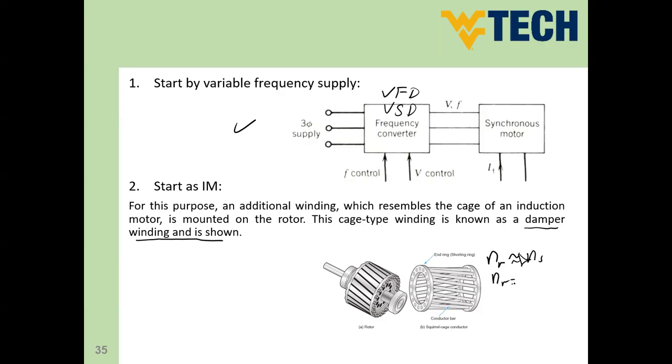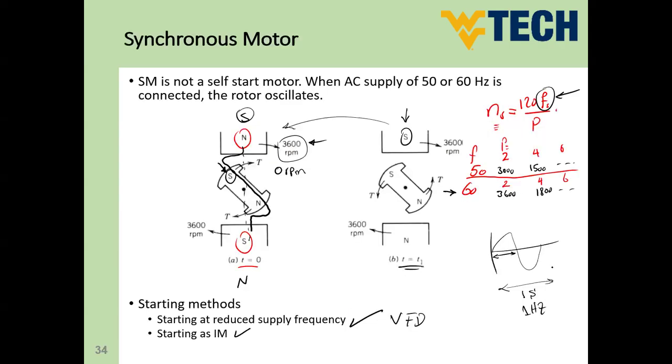So NR equals (1 minus S) times NS. And this value S is called slip, and this slip is a very small value. It can be 0.01, so just 1%. So this means the rotor speed is going to be very close to the synchronous speed. This is a function of the induction machine. I'm not going to discuss here today how the induction machine starts working. This is in another topic, but for the time being you need to know that the induction motor is a self-start motor, and it rotates with a speed very close to the synchronous speed. Now let's go back to our diagram here again.